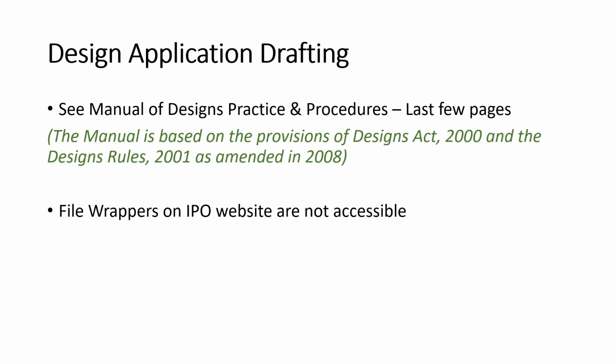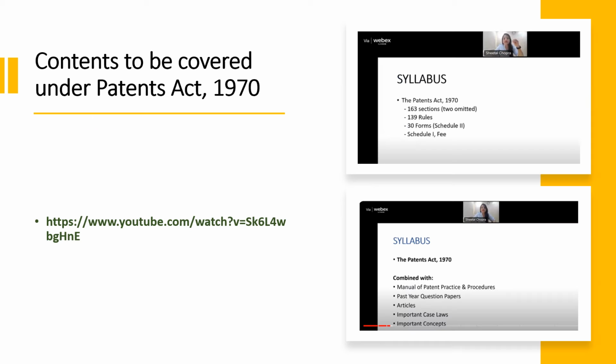Now design application drafting, which is the last thing that you must know. And I have told you that file wrappers are not really available on the designs platform of the Indian Patent Office website. So you can go and see the manual. Last few pages, it shows you the representative list. So you'll get to know how novelty disclaimer is provided, how other things are listed, how representation is to be filed.